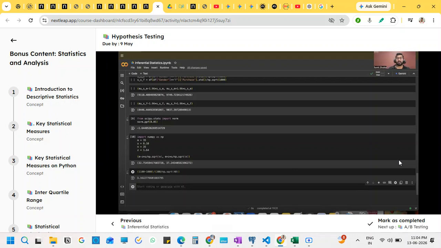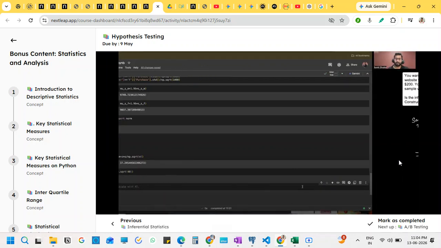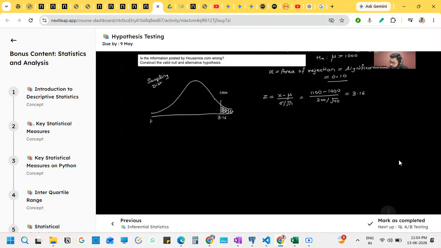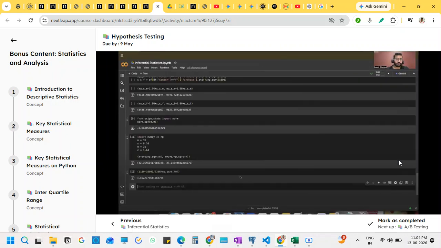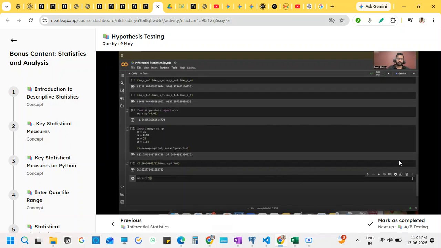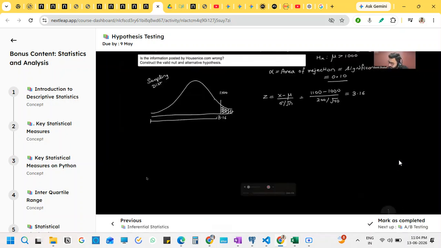Now what is the corresponding area? If this is 3.16, what is the area from this point all the way to this? To find this out, I will again use norm.cdf of 3.16. Till 3.16, I want to find the cumulative probability. So it is 0.999. From here all the way up to here, it is 0.999.